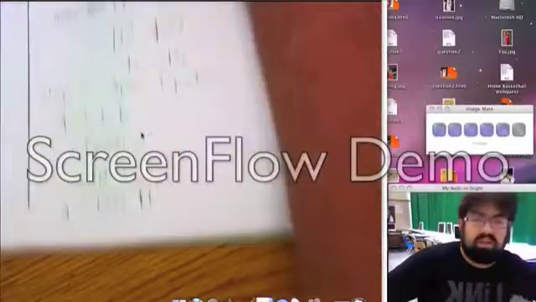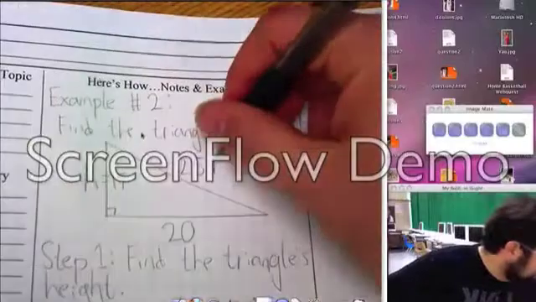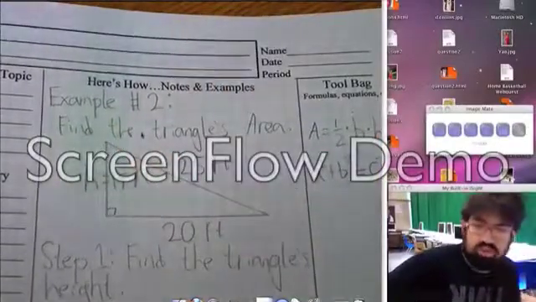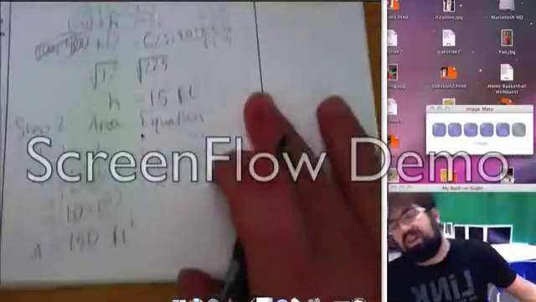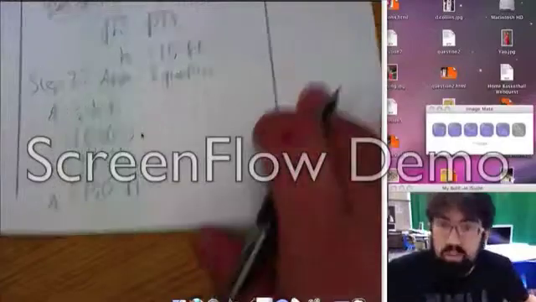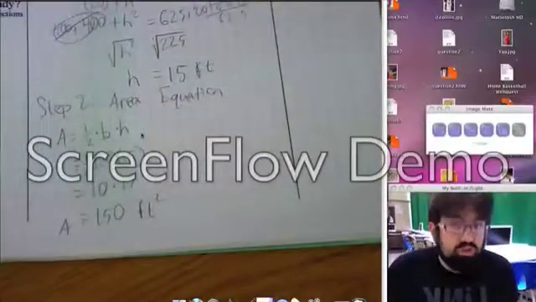Let's go back up here. I'm just going to call all of these feet. That's a foot, that's a foot, that's a foot, that's a foot. I didn't put any units. I like to have units. 150 feet squared. That's the area. We're done. That's it.